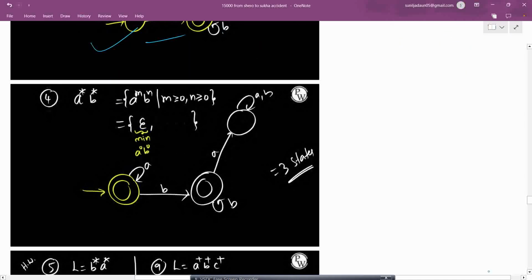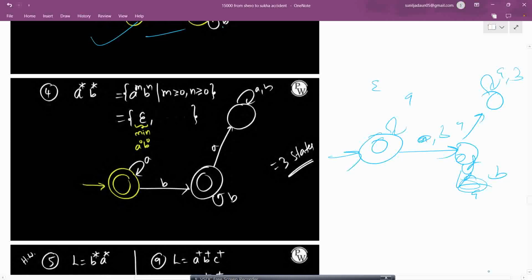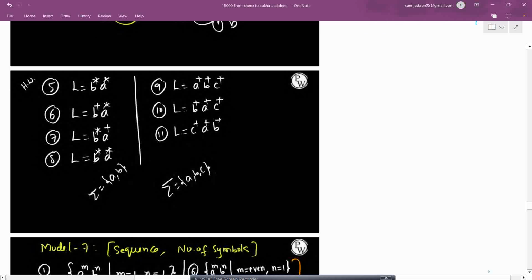A asterisk b asterisk, minimum string epsilon, just satisfy that first, and second is a and a asterisk b asterisk, then a or b, I think. Yeah, we can do this also here, a b. b is followed by a, then b is here. If it is a here now, go to a comma b. This is also okay. 3 states are required.